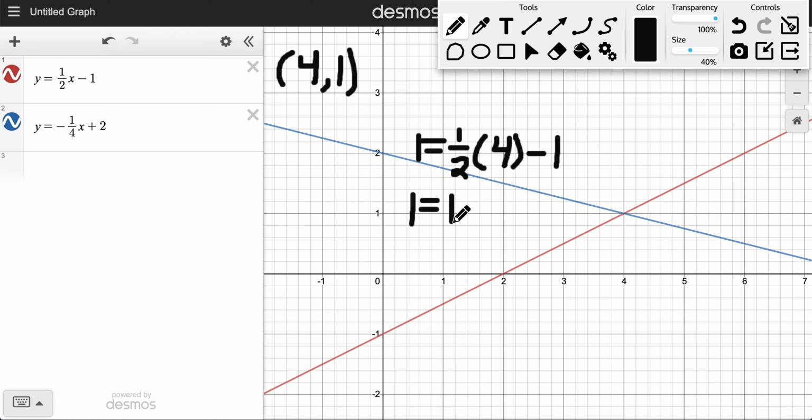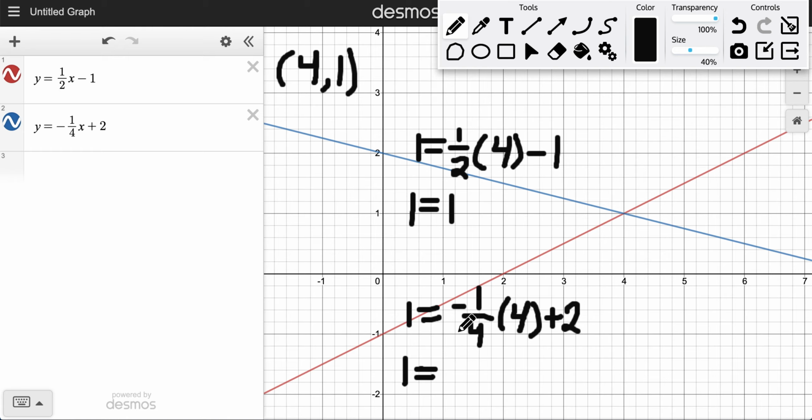That one is solved. Okay, let's take a look at the blue one now. My y value again is 1, equals negative 1 over 4. I use the same x value again of 4, and then plus 2 at the end of this one. So my left side is going to stay as 1. Negative 1/4 times 4, well, that'd be like negative 4 over 4, which would give me negative 1.